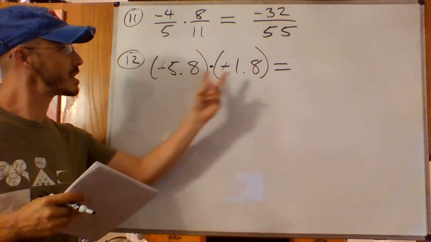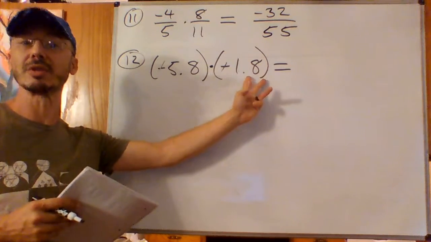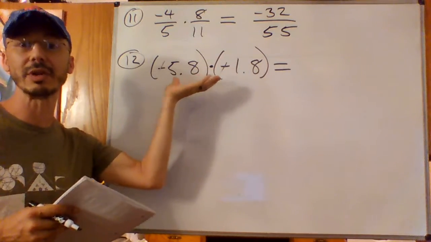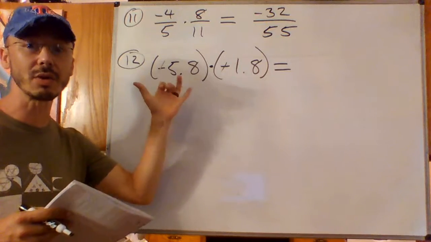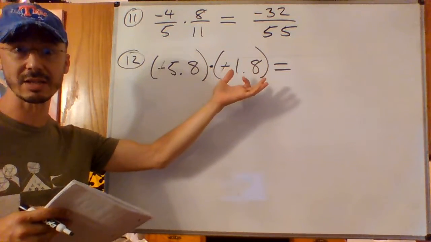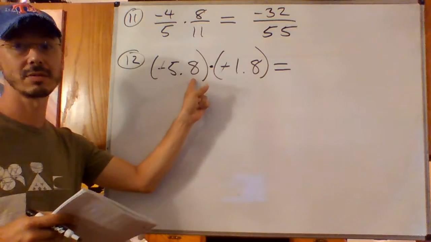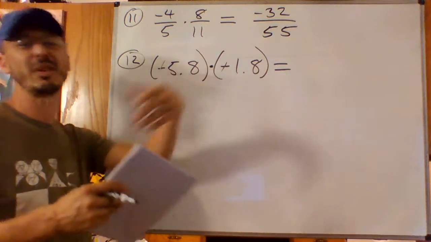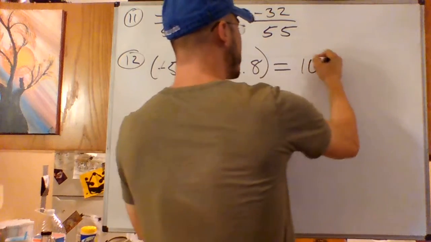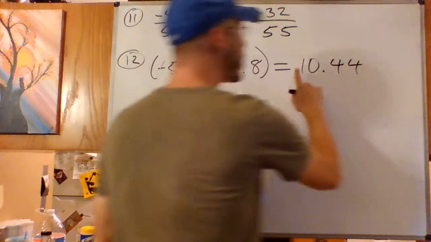But 58 times 18, that's not something I want to do. I'm going to type that into a calculator, 5.8 times 1.8. You can do it with just the whole number, 58 times 18, and then move the decimal place twice, because there's 2 decimals. But calculator is fine. And this should give 10.44, positive 10.44.